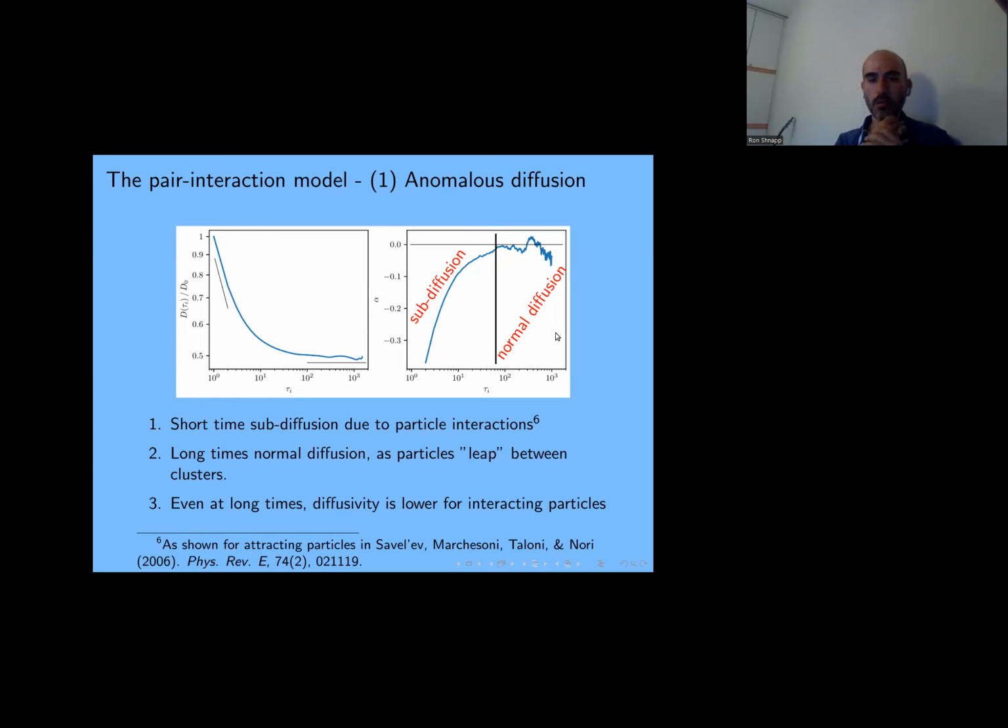So this is our interpretation of the results for the mean square displacements of the particles in our model. We should say that even at long times, the diffusivity is still lower for interacting particles versus non-interacting particles. And this lower diffusivity, right, the final diffusivity at very long time is equal, at least here, only to half of the initial value. And this is what essentially leads to this small rate of expansion of the whole group of copepods that we saw in the previous slide.